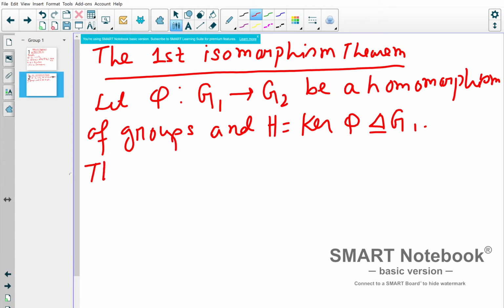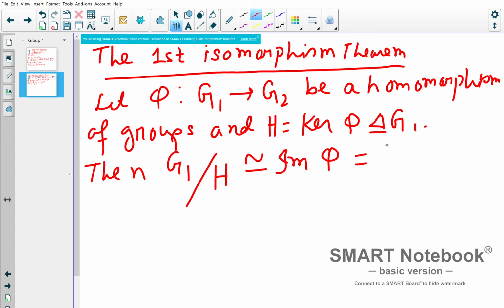Then what happens? Then this G1 mod kernel, which is nothing but H, is isomorphic to image of phi, okay. Image of phi you can also write by the symbol phi of G1. Some people write image phi, some people write phi of G, right? So whenever you have a homomorphism between these two groups, if you take the kernel and quotient out the domain by the kernel, then it will be isomorphic.